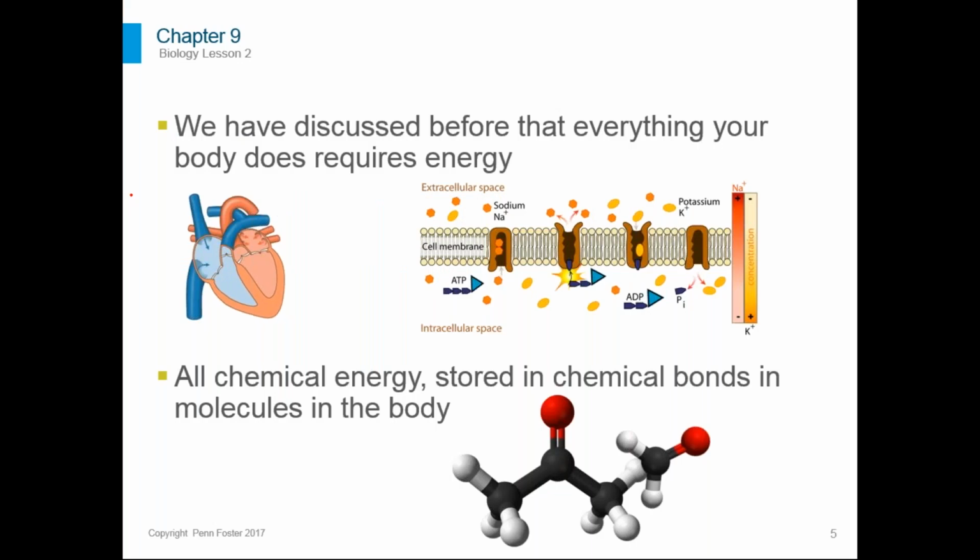So we have discussed before that everything your body does requires energy. Even while you are sleeping, you are breathing, your heart is beating, and the organelles in your cells are hard at work. All of this work relies on chemical reactions that use up energy. You know that you get energy by eating food and that your body breaks it down to release that energy, but what actually happens? That's what we're looking at.